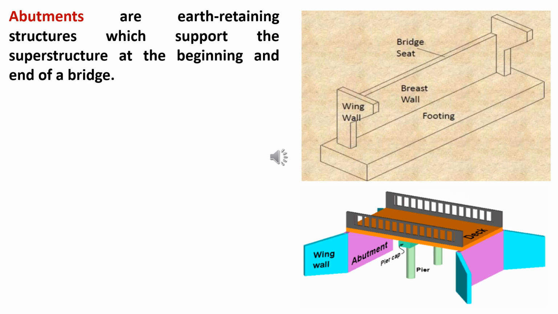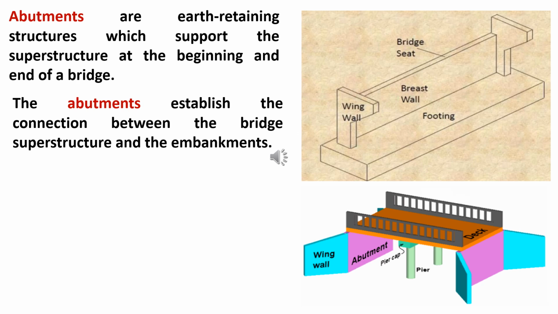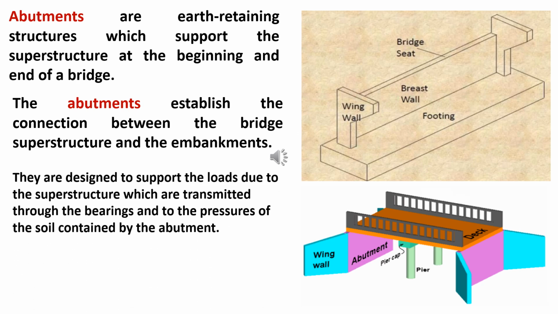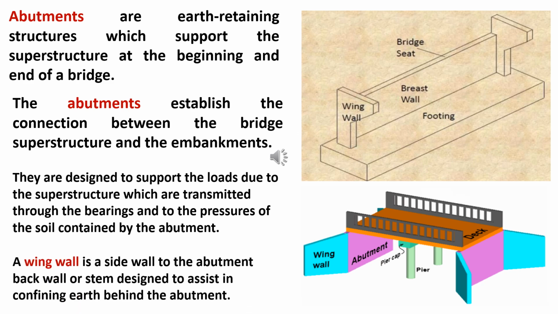Abutments are earth-retaining structures which support the superstructure at the beginning and end of a bridge. The abutments establish the connection between the bridge superstructure and the embankments. They are also designed to support the loads due to the superstructure, which are transmitted through the bearings, and the pressures of the soil contained by the abutment. On the other hand, a wing wall is a side wall to the abutment, back wall, or stem designed to assist in confining earth behind the abutment.